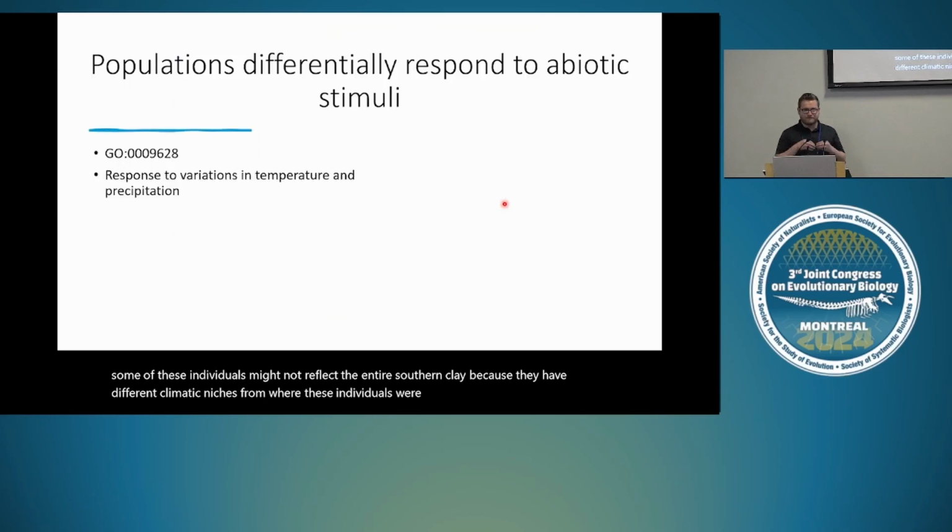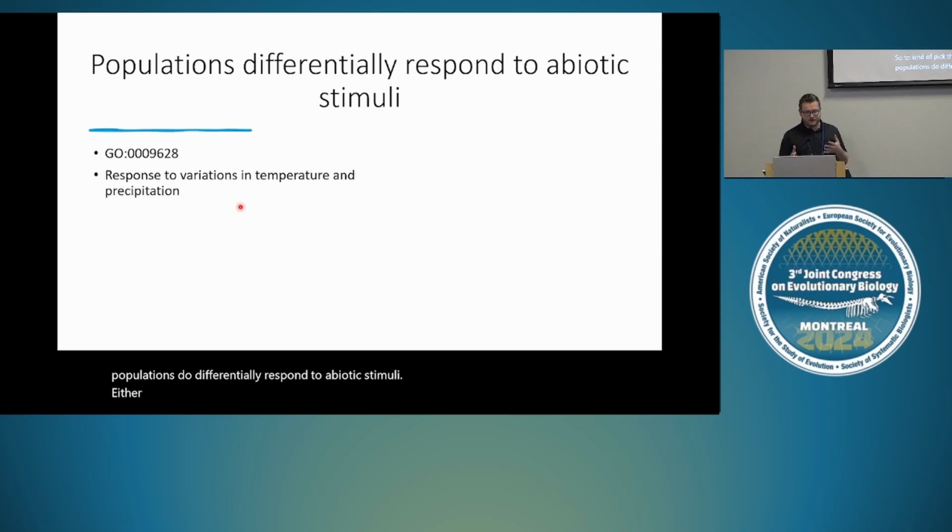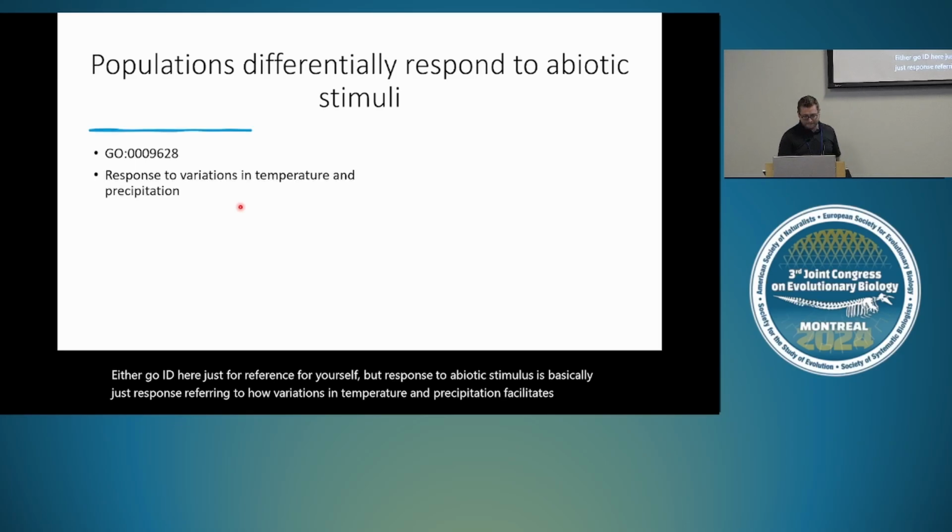So to pick through these 3 GO terms that I have shown to you in a previous slide, populations do differentially respond to abiotic stimuli. I have the GO ID here just for reference, but response to abiotic stimulus is basically referring to how variations in temperature and precipitation facilitate changes in gene expression.